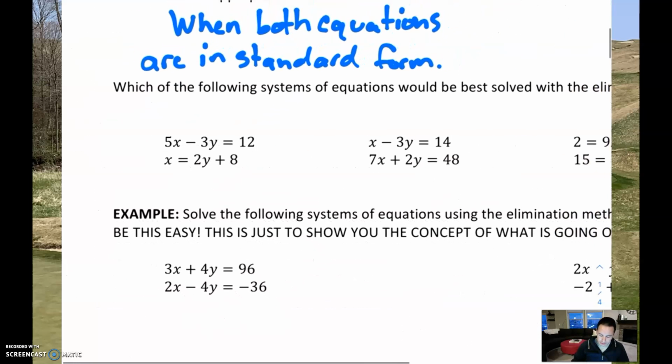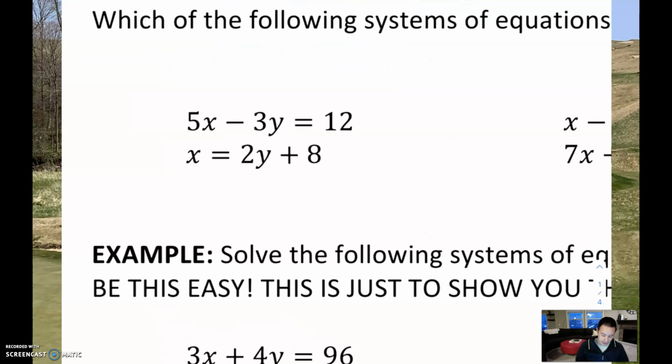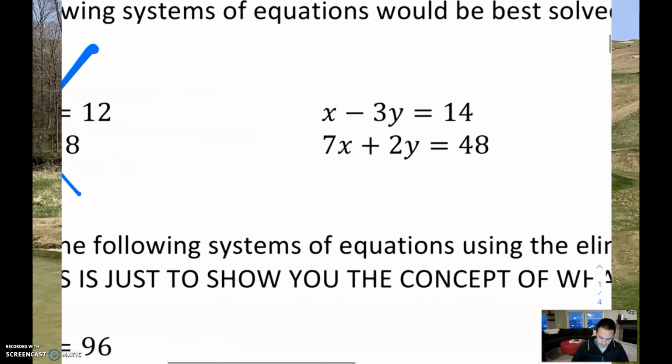Which of the following equations would be best solved with the elimination method? We're going to circle all the ones that you would use elimination for. So for the first one, the top one, yep, that's good. It's in standard form, so we could use it. However, the bottom one, that's not in standard form. So we would not use the elimination method. That's one that we would approach with substitution.